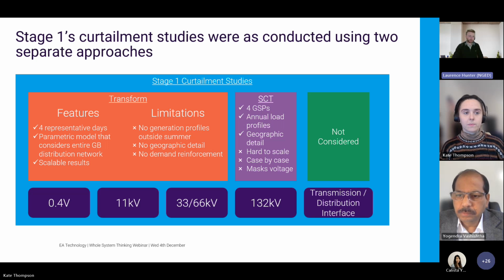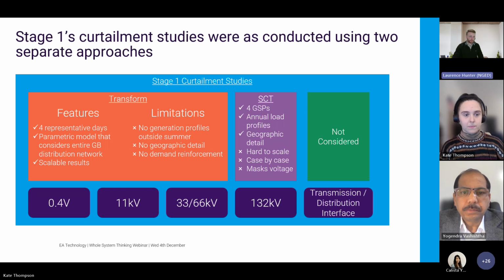In addition, the simple curtailment tool was at that point fairly hard to scale up. It was based in Excel, and it was very case by case. We looked at grid supply points individually, but we didn't understand the true demographic. But as I say, these 2 methodologies did give us an upper and a lower bound.